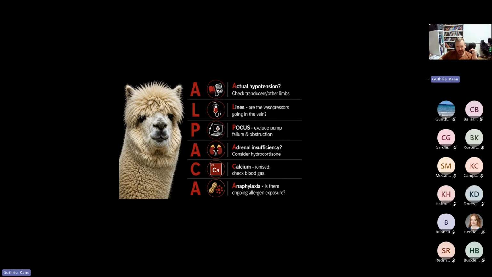And the last thing I'll leave you with today is remember ALPACA. So if you've got a patient on infusions and they're not improving, or they suddenly get worse, remember the ALPACA. If the blood pressure suddenly decreases or gets worse, check your transducers, check your limb leads to make sure that it's all effective. Check a manual blood pressure. If they suddenly start getting sicker, check your lines to make sure that the vasopressors are actually going into a vein and that they haven't tissued.